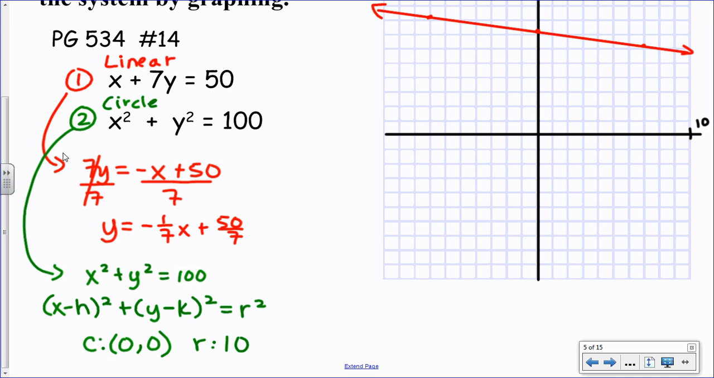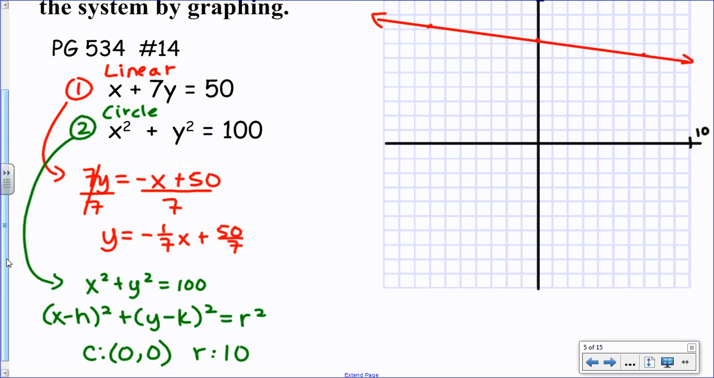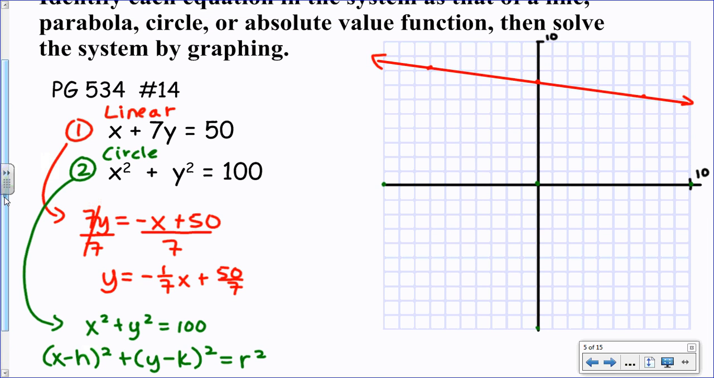So start at 0, 0 for your center. And then you want to go left, right, up, down, 10 units. And draw your circle around those points. So do just the best you can. I can tell you right now, mine is not going to look very good. Going this big is difficult.